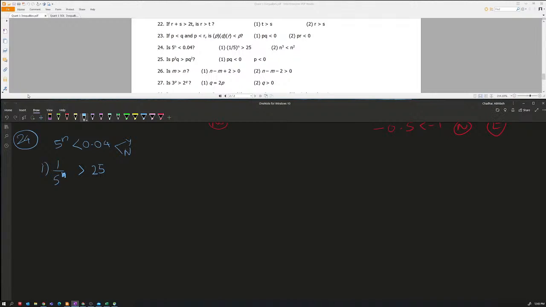And so if n is negative, whether we get this value. So 0.04, if you want to make it into this form, it would be 4 by 100, which is nothing but 1 by 25. So it is almost equivalent to 5 power n is less than 1 by 25. It is asking this.